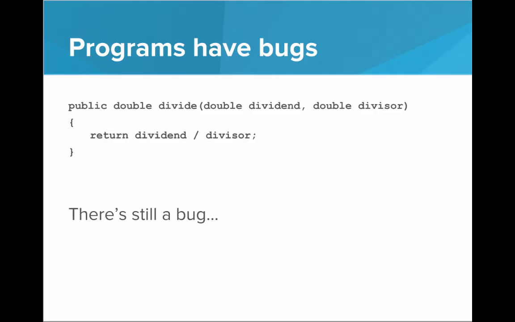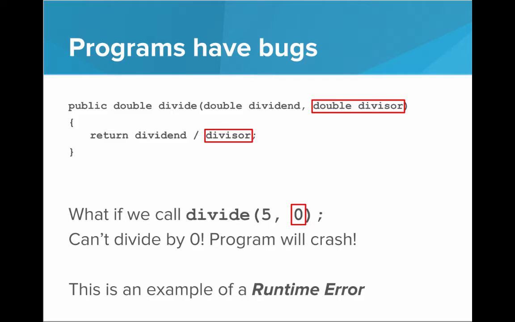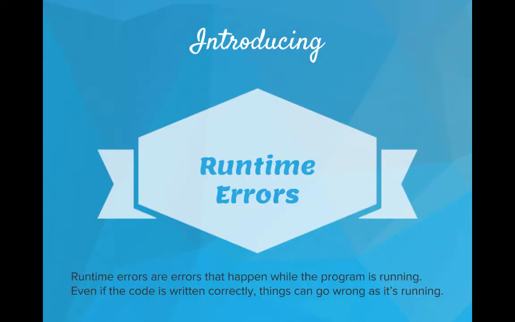However, there's still a bug. Can you see it? What would happen if we called divide 5, 0? If we tried to divide 5 by 0? Well, if we make that method call, the program will end up crashing because we're not allowed to divide by 0. You really can't divide any number into 0 parts. That doesn't make sense. So Java will crash if you ever try to divide by 0. Now, this is an example of a runtime error.